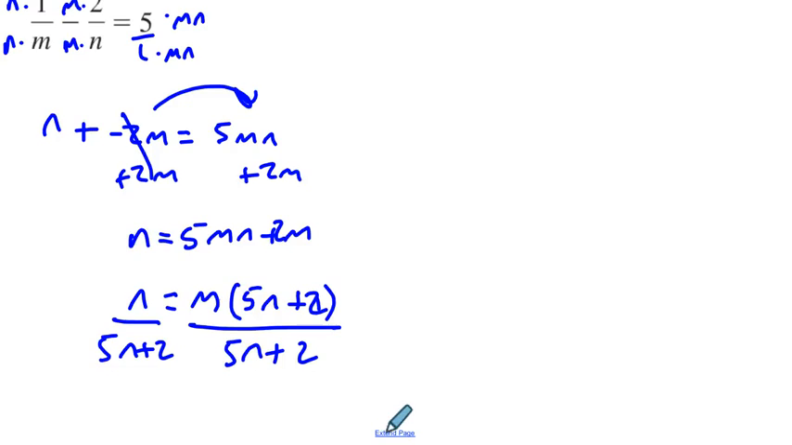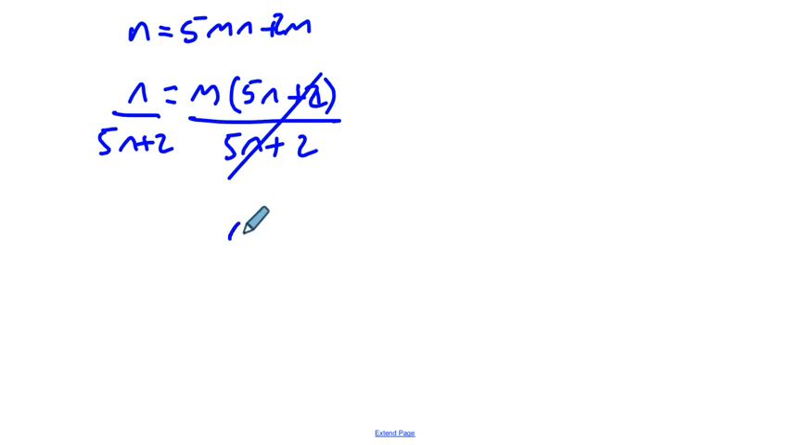So last but not least, those cancel out. So m now is 2n over 5n plus 2. And we've now solved for m.